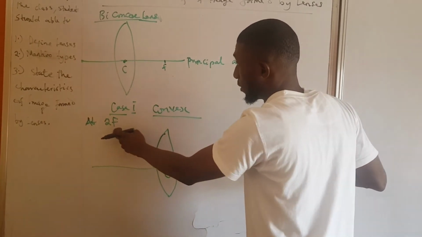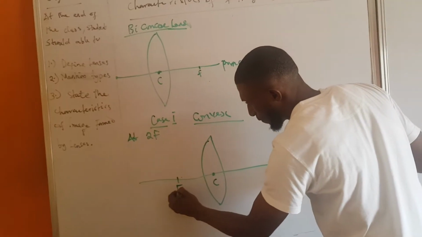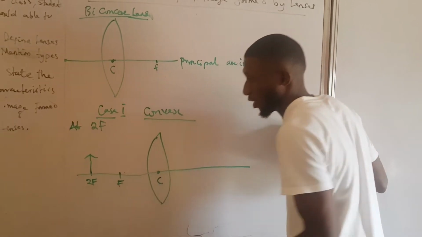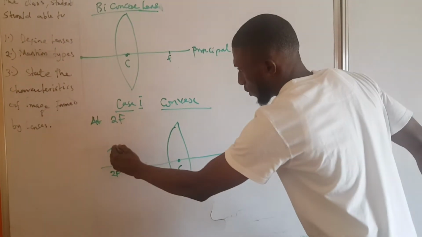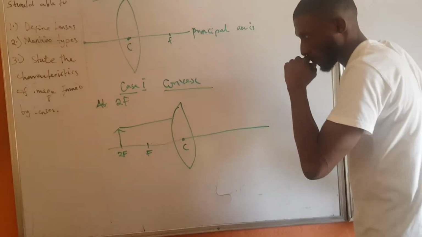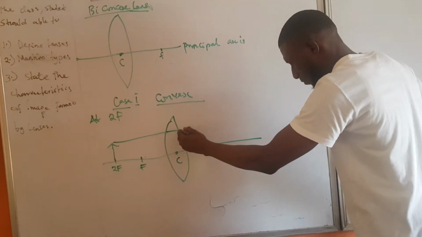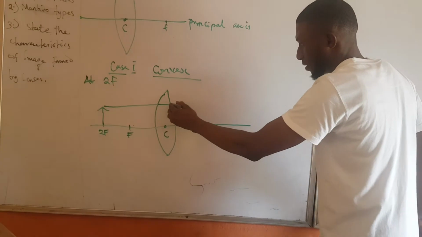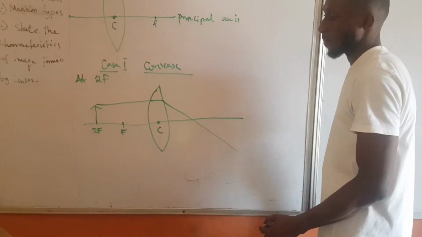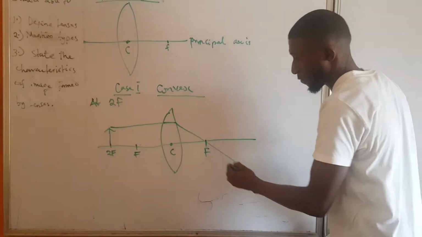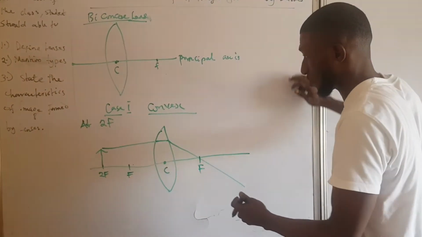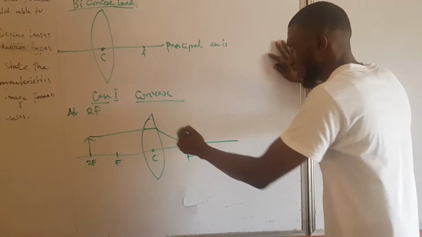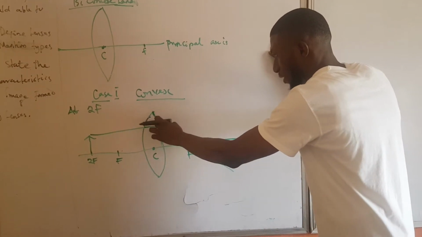2f is the radius of curvature. If this place is our f, this place is our 2f. If the object is here, assume that this is the object, then the ray of light coming from the object parallel to the principal axis is going to be refracted through the focal point, the principal focus, after passing through this lens. It's going to pass through the focal point. That's what we call the principal focus. That's where the rays passing through any lens always converge if it is a convex lens, and if it is concave, that's where they always diverge.